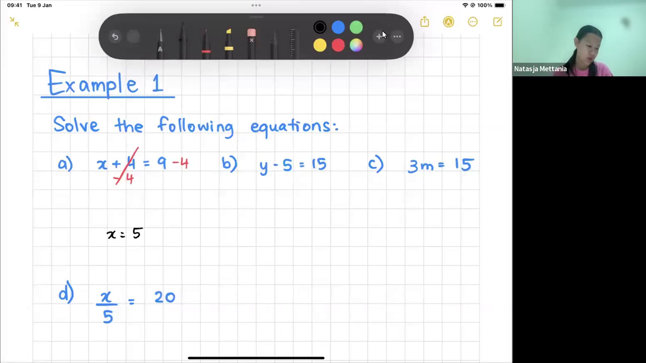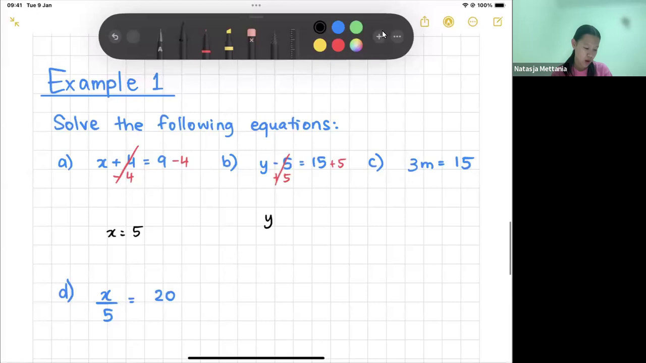Okay, next part right here, y minus 5 equals 15. I want y to be by itself, so that means I need to get rid of that minus 5. The opposite of minus 5 is plus 5. What I do to one side, I must do to the other. These two will cancel out. I'm left with y on the left-hand side equal to 15 plus 5, which equals 20.